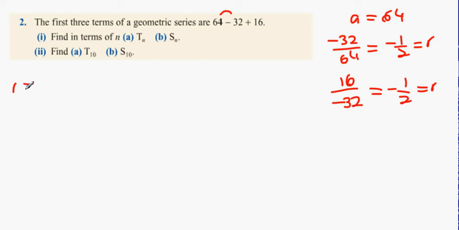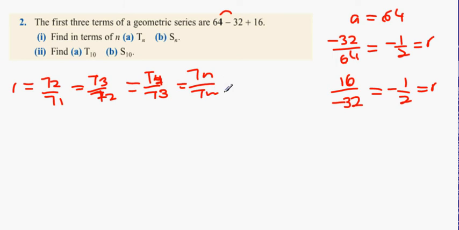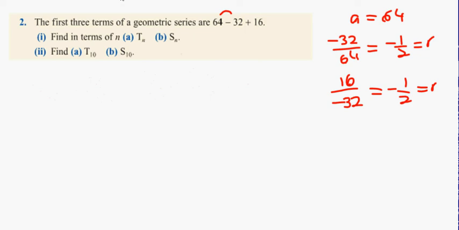Remember, r is the same thing as t2 divided by t1, or t3 divided by t2, or t4 divided by t3, or tn divided by tn minus 1. Remember, it's the same thing.